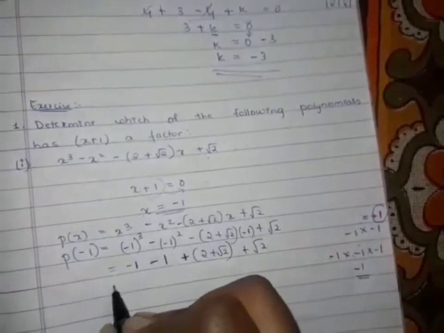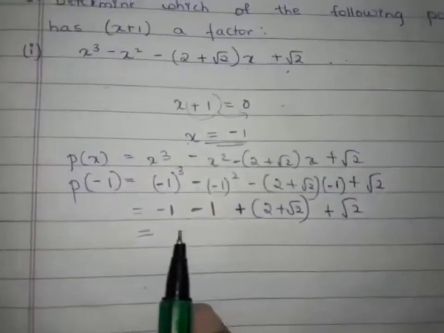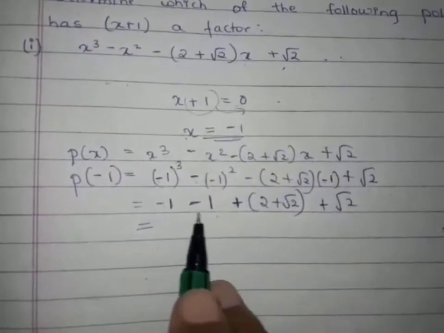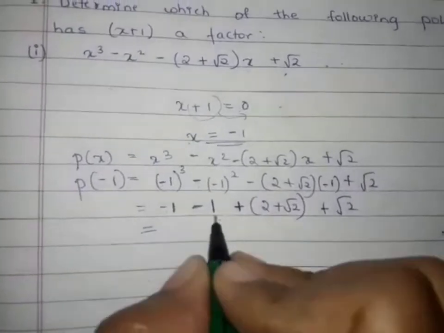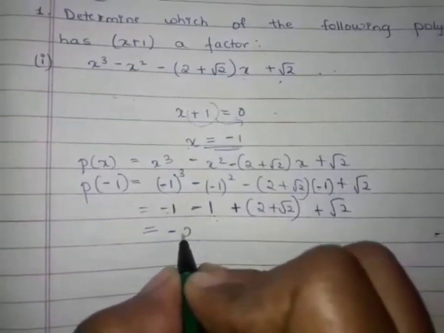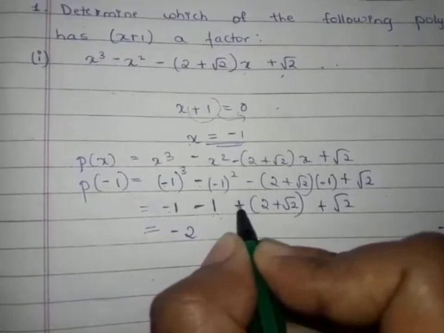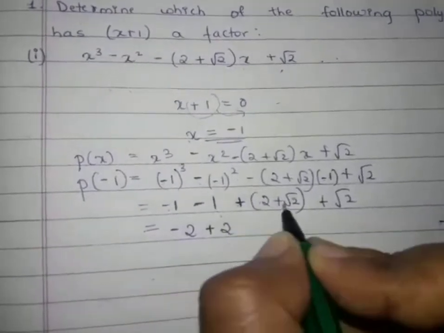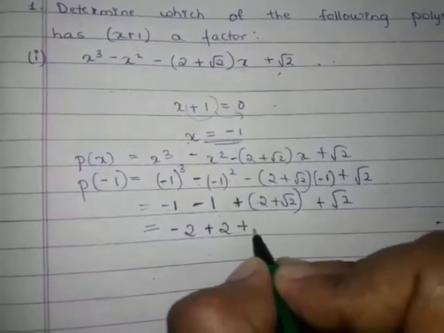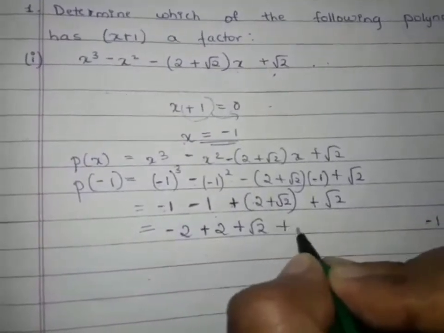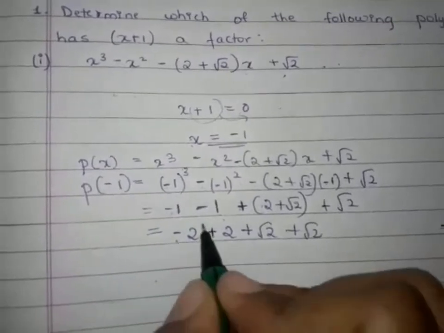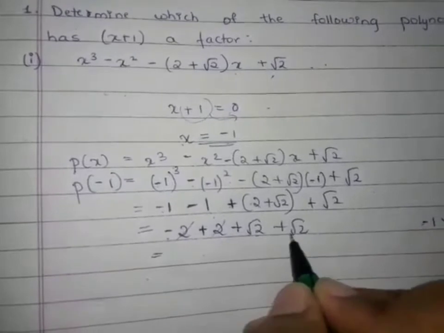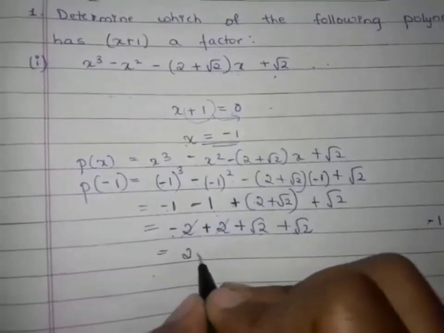Now what we will do is, the first two terms are minus 1 and minus 1. When we have two terms with the same sign, we have to add them. So minus 1 plus minus 1 is minus 2. So we'll open the bracket, plus into, here there is no sign, so we'll write it as plus 2. Plus into plus is plus. So root 2 and plus root 2 as it is. Minus 2 plus 2 cancels. And here we have plus root 2 plus root 2. Plus root 2 plus root 2 will be 2 root 2.